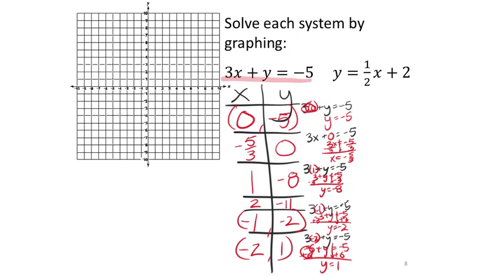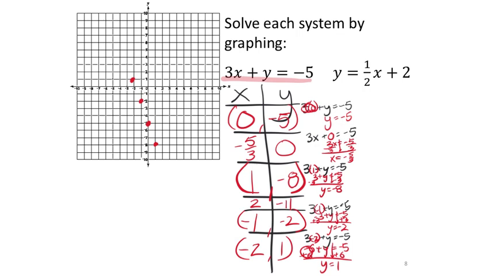So I'm going to start at the top there. 0, negative 5 is here. Then I also had the ordered pair 1, negative 8. Then we had negative 1, negative 2. Negative 2, 1. All right, now that's all the ordered pairs I can fit on the graph. Of course, we did have 2, negative 11, which would have been somewhere down here, but I don't really care about that one because it's off the graph.